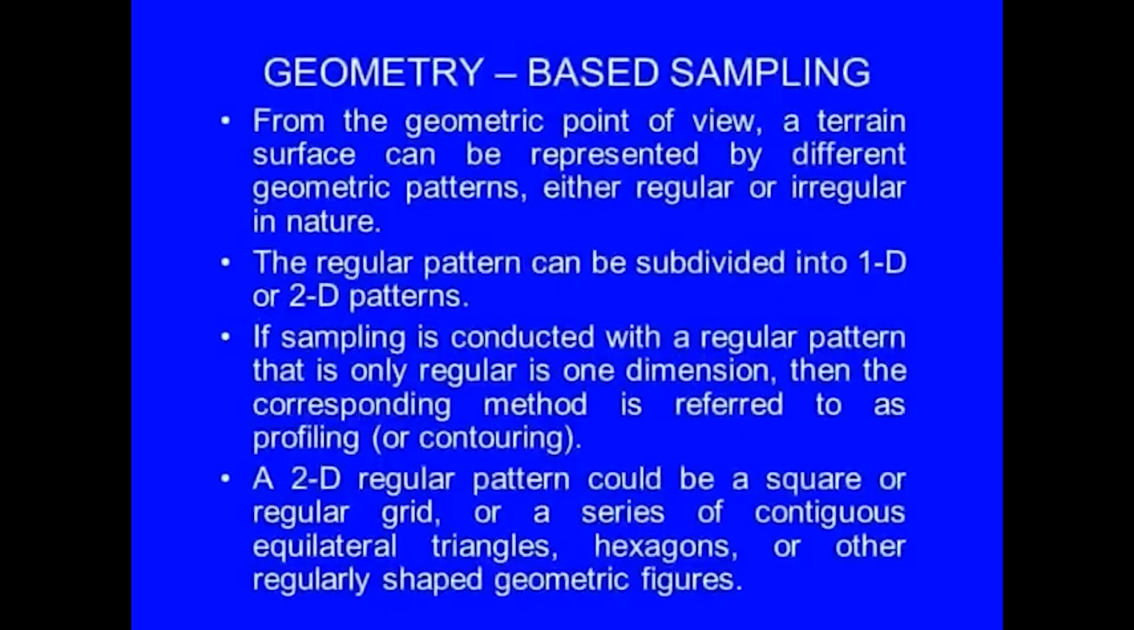Now, let us look at the data sampling techniques on geometry based sampling approaches. From the geometric point of view, a terrain surface can be represented by different geometric patterns, either regular or irregular in nature. The regular pattern can be subdivided into 1D or 2D patterns. If the sampling is conducted with a regular pattern that is only regular in one dimension, then the corresponding method is referred to as a profiling or contouring.